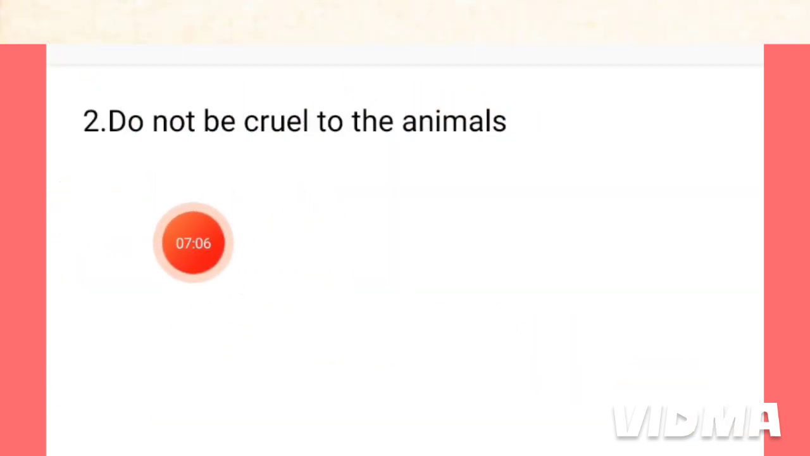This is the second sentence. Do not be cruel to the animal. Actually, this is also an imperative sentence. Anyone is being advised through this sentence. Do not be cruel to the animal. In this type of sentence, we have to use you are requested, you are advised, this type of phrase. And then we have to write the remaining parts of the sentence.